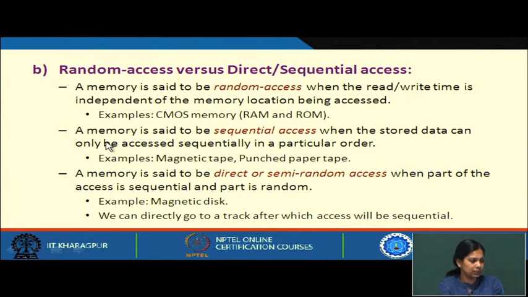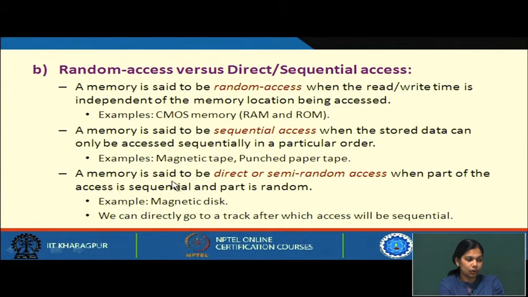And then what is sequential access? A memory is said to be sequential access when the stored data can only be accessed sequentially, in a particular order. An example is magnetic tape. Here the data are accessed sequentially, one by one.